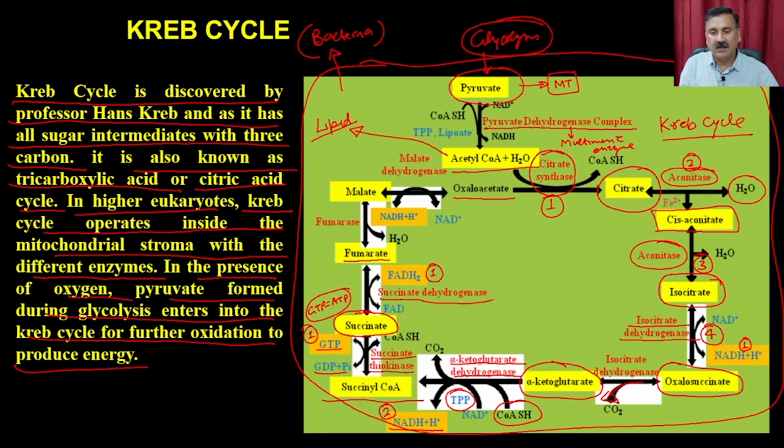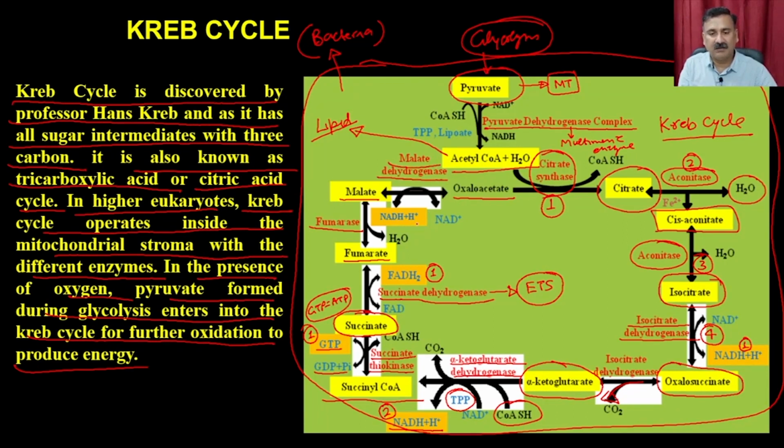succinate dehydrogenase. Remember that succinate dehydrogenase is a mitochondrial enzyme, and it has been called the mitochondrial marker enzyme. Then the fumarate is converted into malate, and the enzyme name is fumarase. And the malate is converted into oxaloacetate with the help of an enzyme called malate dehydrogenase.